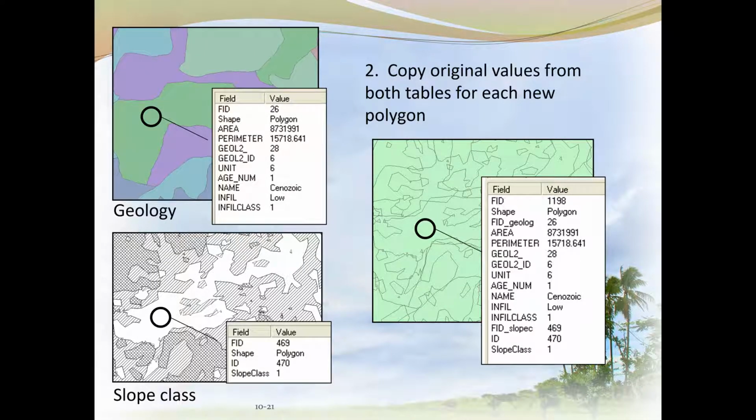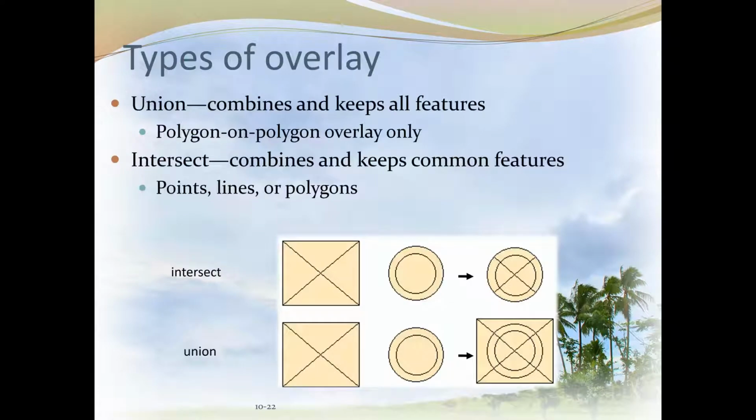So we will copy original values from both tables to each new polygon. When we have a new polygon, we use the same field and we add more columns, so we can see shape ID, infiltration, everything is from here. And then we expand it. It's just like adding columns. So for this overlay, just think about it as adding more columns to our table for our features.